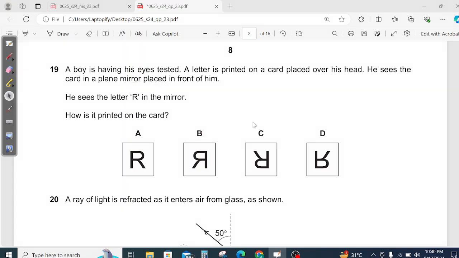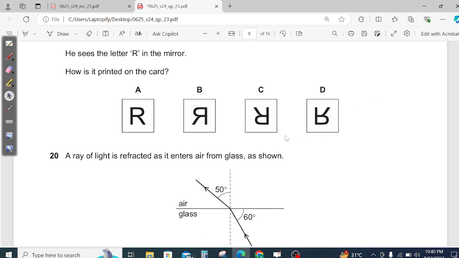So look, and one thing more, it remains upright also. It will not be just like that as C is here.